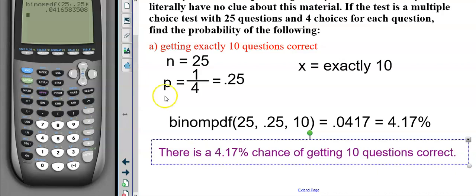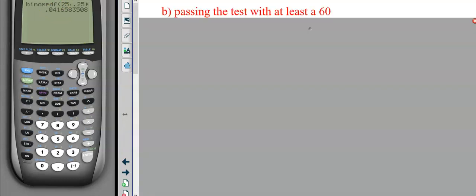All right, so let's go to the next example, guys. Let's do this. We're doing good. All right, so example 4, question B.